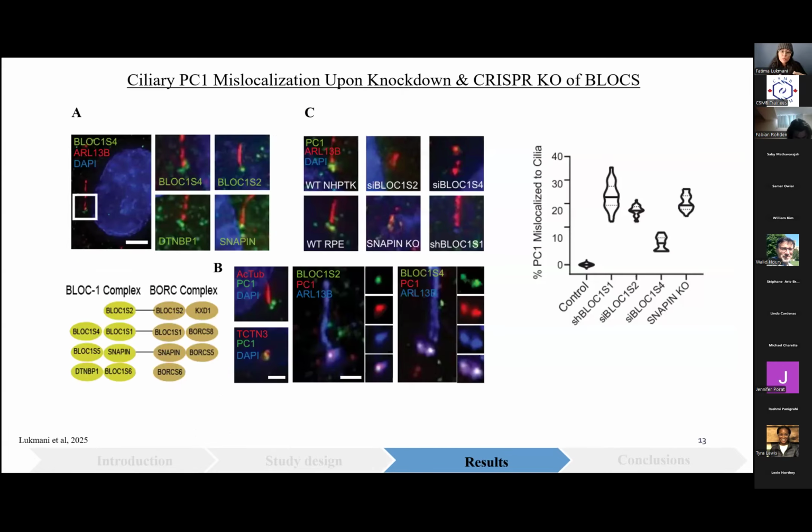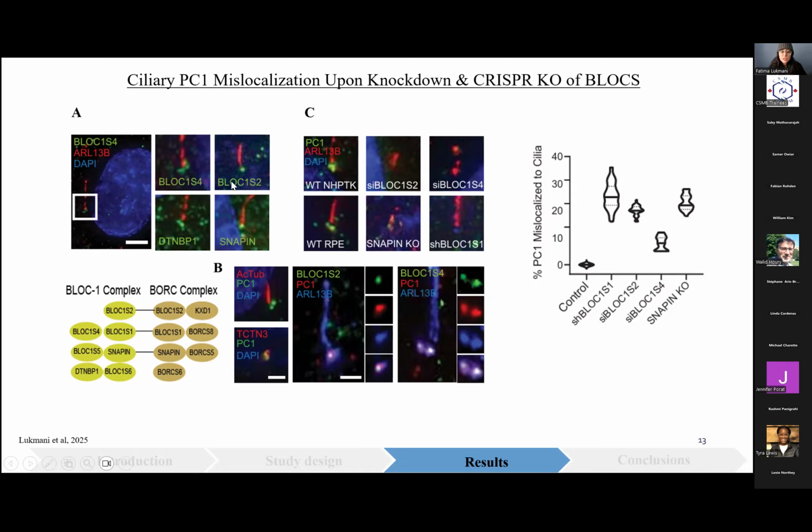Then we wanted to see, in the context of primary cilia, how the knockdown of BLOC complexes affects the polycystin-1 protein. In healthy cells expressing primary cilia, both polycystin-1 and the BLOC complex localize at the base of the primary cilia. This red hair-like structure is the primary cilia, the green dot is each of these BLOC complexes, and here is PC1. All of them go to the base of the primary cilia and localize there, and that's how they regulate cellular signaling along the cilia.